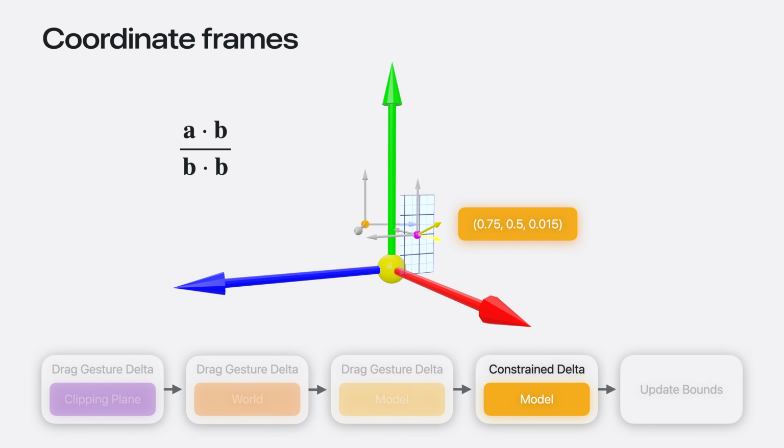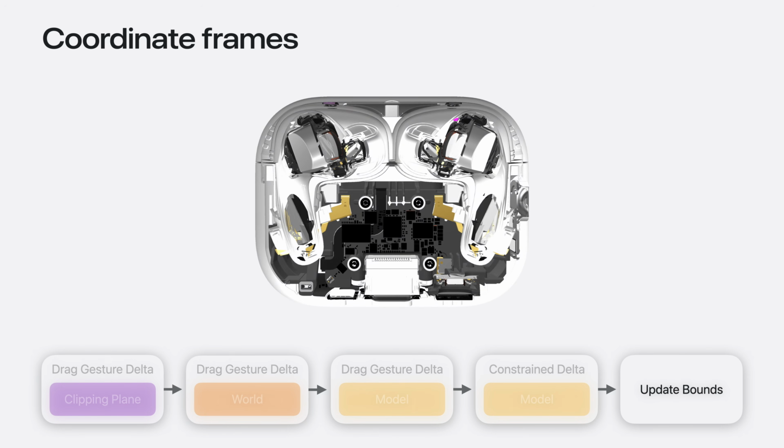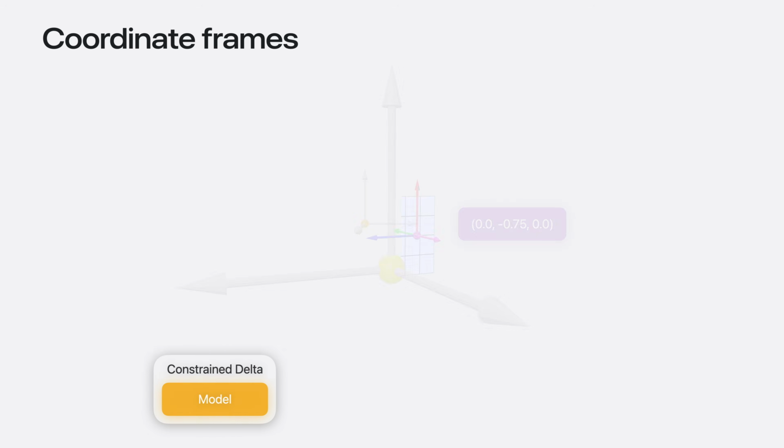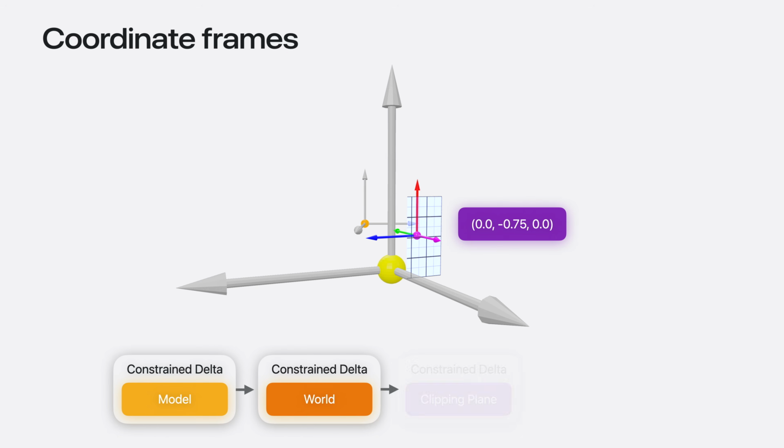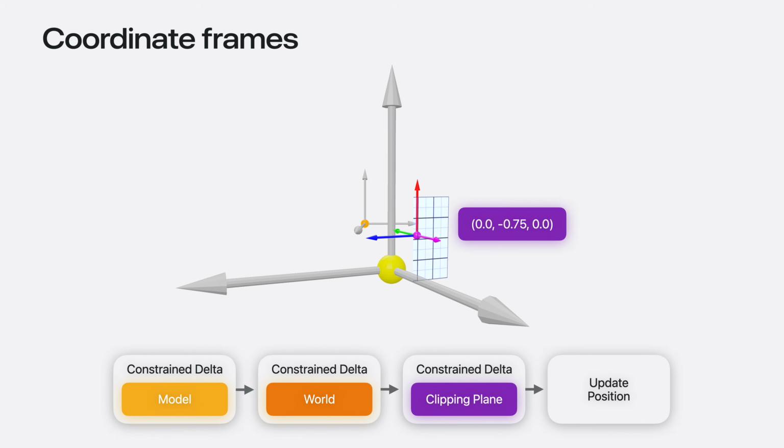But it's just a number. We also need the direction. So we multiply the direction we care about, the normal to the plane, by the amount we found in the last step. Now I have the constrained delta in the model coordinate frame. That is exactly what I need to update the bounding box of the clipping component. Here's the assembly clipped. The inside is as visible as the outside. That's pretty cool. Now I go through the same constraint process, but this time to the clipping plane coordinate frame.